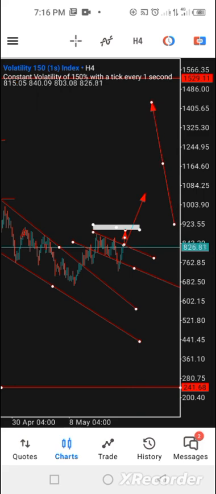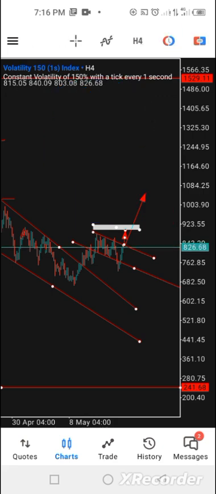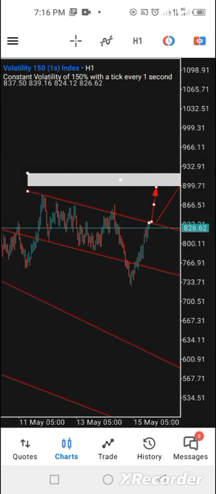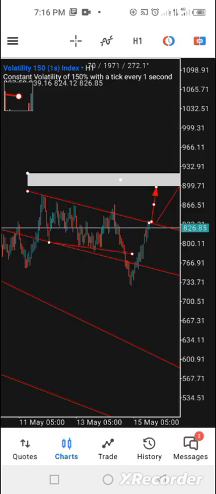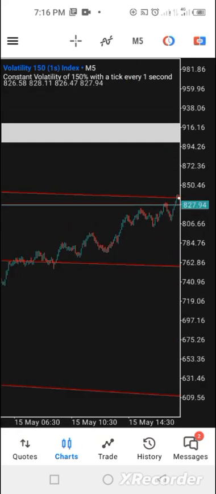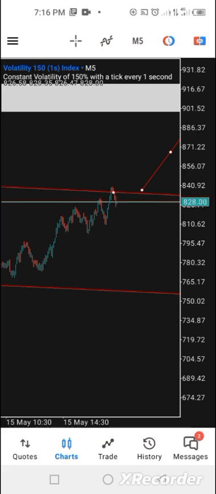So there are flags everywhere in the market. Now remember, this is 4 hours. If we go to 1 hour, right? Like I've drawn before, there's another flag here. There are flags everywhere in the market, right? Even in 1 minute, if we go to 5 minutes, right? Now note this: there's a bullish flag, and there's a bearish flag.